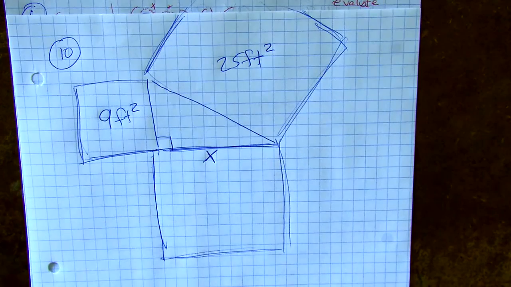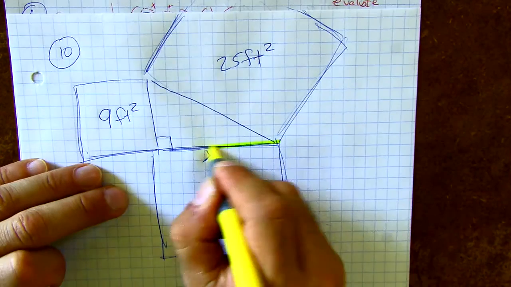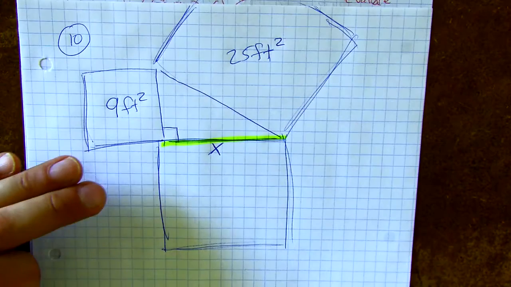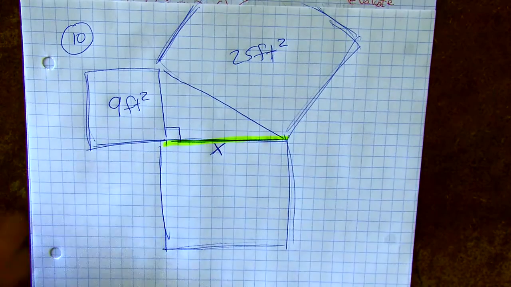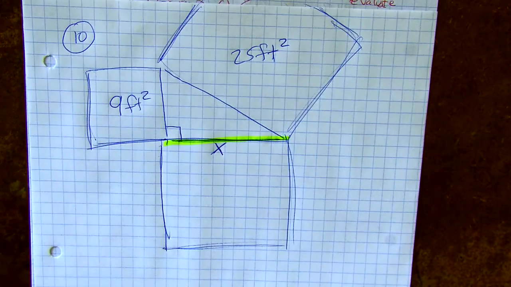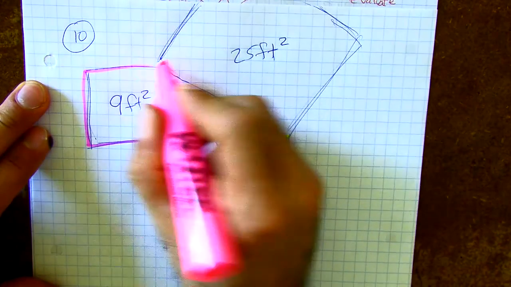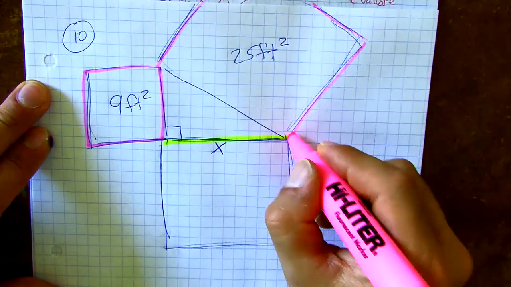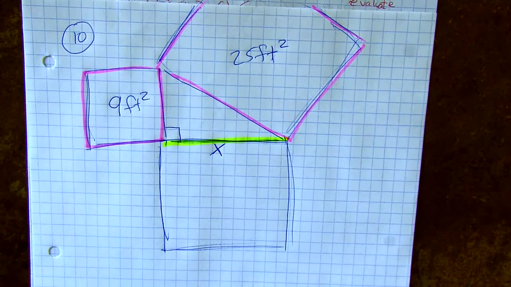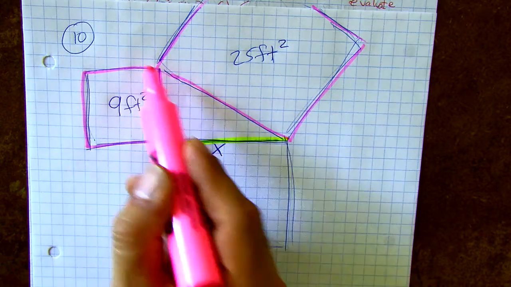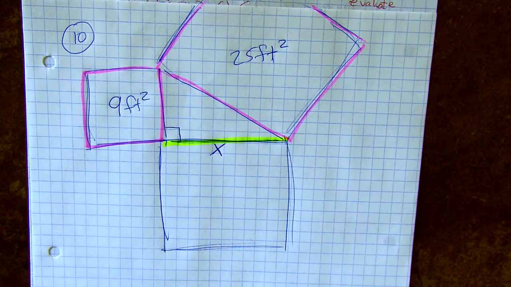Here are the pieces of information that we have. We're trying to find this side here, x. We know that the boxes, the squares, this one is 9 feet square, and this one is 25 feet square. And we're going to use that information to try to figure out the side lengths and then figure out what x is.